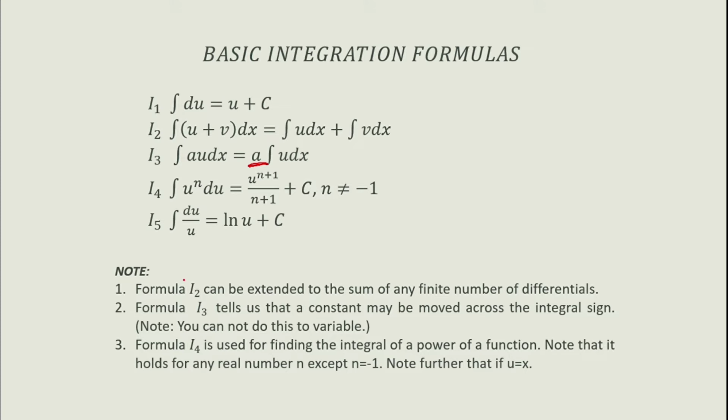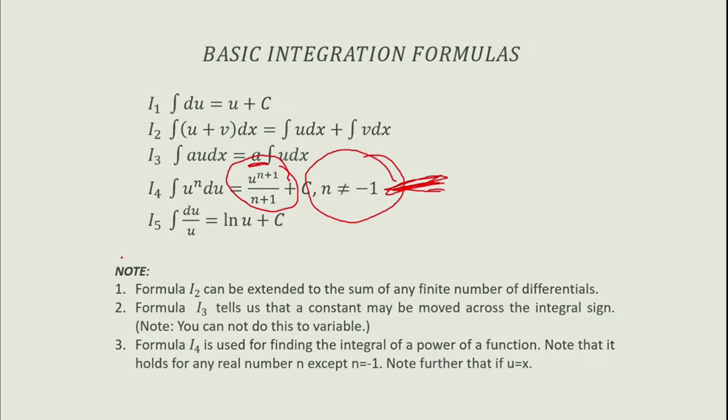So in I4, this is the one mostly used: u to the n plus 1 over n plus 1 plus c, where n is not equal to -1, should not be equal to -1. Why? Because it will become undefined, because it is not possible.